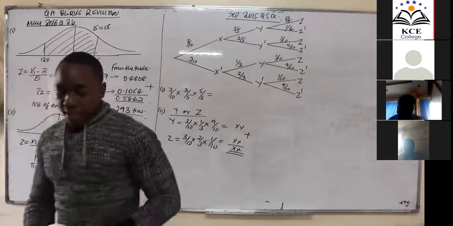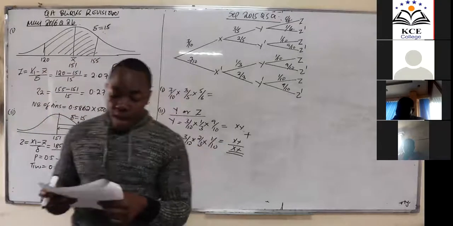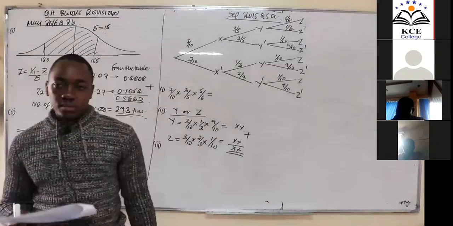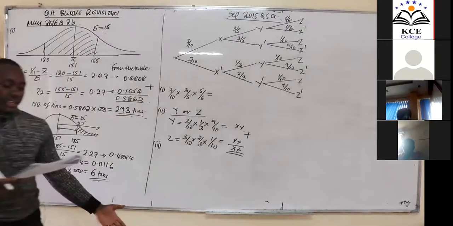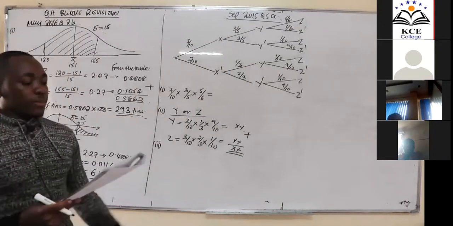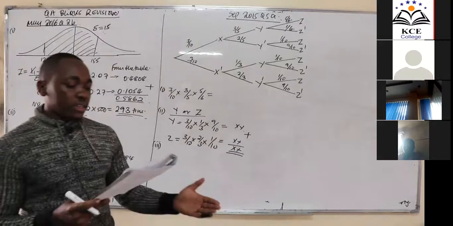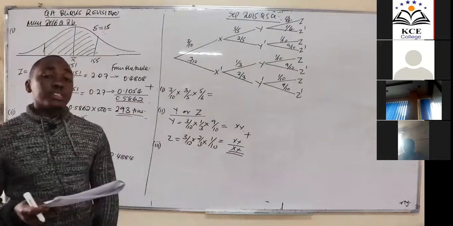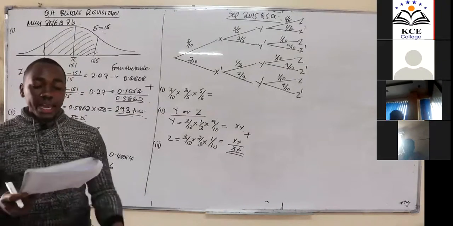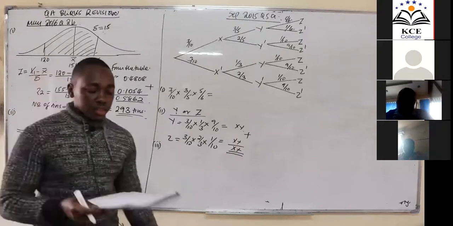And lastly, number 3. The probability that component Y is in good working condition, given that component Z is in good working condition. I need to try to interpret that. That's very easy. The probability that component Y is in good working condition, given that Z is in good working condition. In short, it's asking probability of both Y and Z being in good working condition.